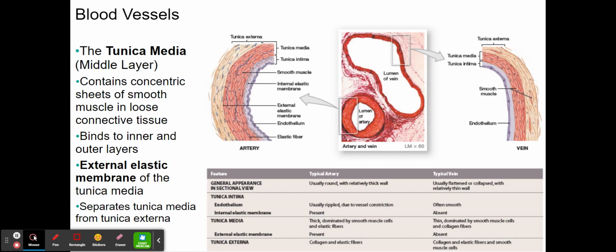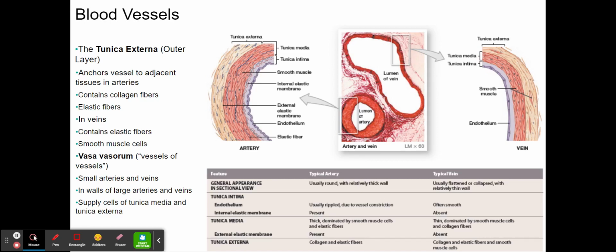It contains concentric sheets of smooth muscle tissue and a framework of loose connective tissue. The collagen fibers bind the tunica media to the tunica intima and the tunica externa. The tunica media is commonly the thickest layer of a small artery. It is separated from the surrounding tunica externa by a thin band of elastic fibers called the external elastic membrane. The smooth muscle cells of the tunica media encircle the endothelium that lines the lumen of the blood vessels. When these smooth muscles contract, the vessel decreases in diameter, and when they relax, the diameter increases. Large arteries also contain layers of longitudinally arranged smooth muscle cells.